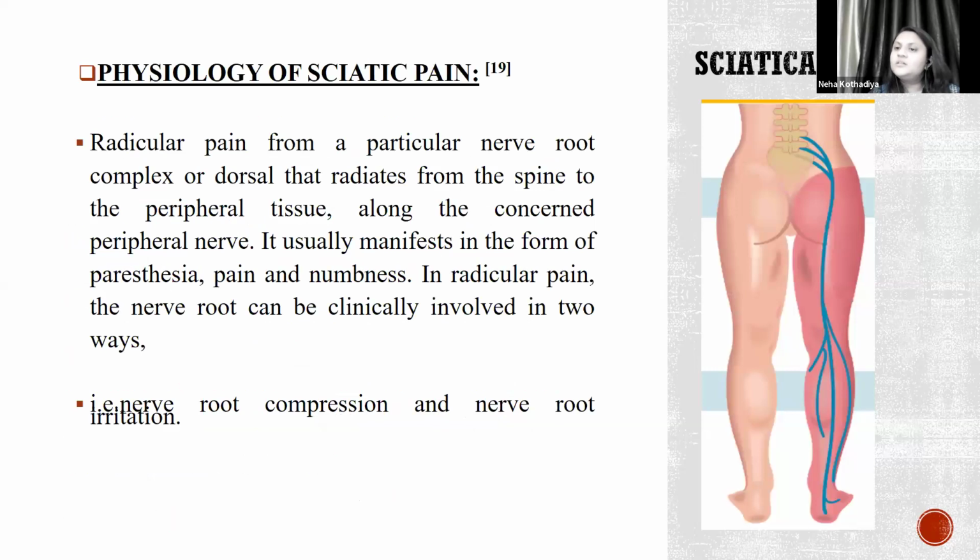What is the physiology behind sciatic pain? Radicular pain from the particular nerve root complex or dorsal root radiates from the spine to peripheral tissue along the concerned peripheral nerve. It is usually manifested in the form of paresthesia, pain, and numbness. Usually, patients come with the complaint of numbness, tingling, and pain in the whole lower limb. In radicular pain, the nerve root can be clinically involved in two ways: nerve root compression or nerve root irritation.